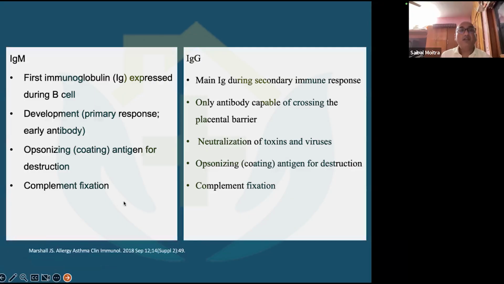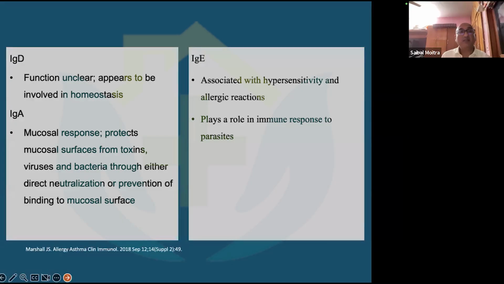And IgM is the first immunoglobulin which is expressed by the B cell. It causes opsonization, complement fixation, and also neutralization. IgG causes neutralization, opsonization, complement fixation, and it alone can cross the placental barrier. IgD is important in B cell maturation, and it also plays an important role in B cell tolerance.